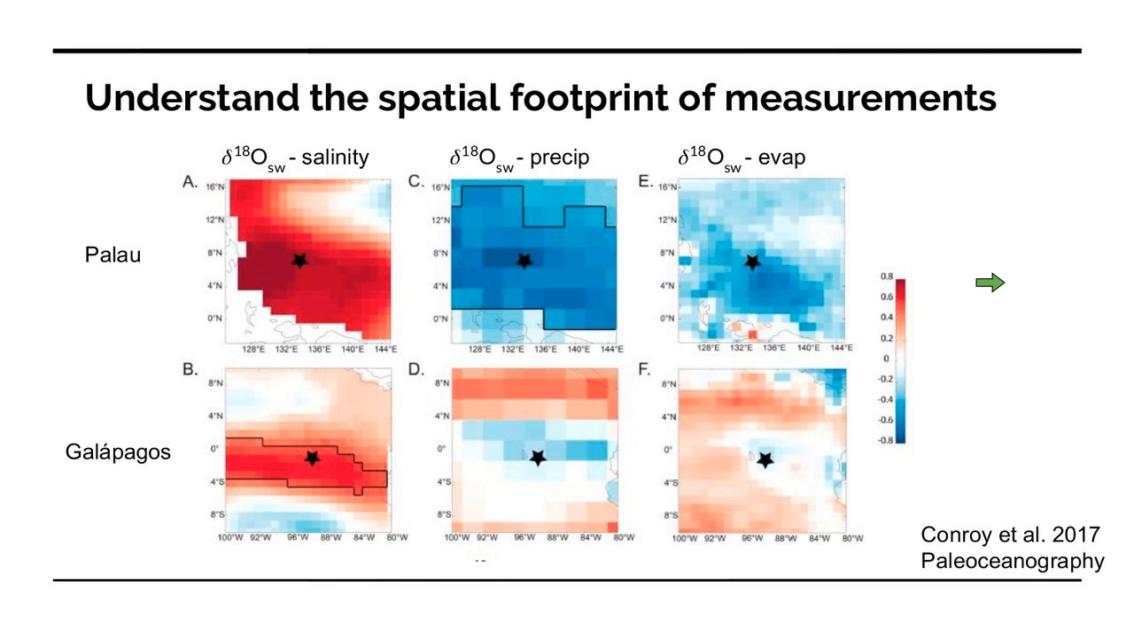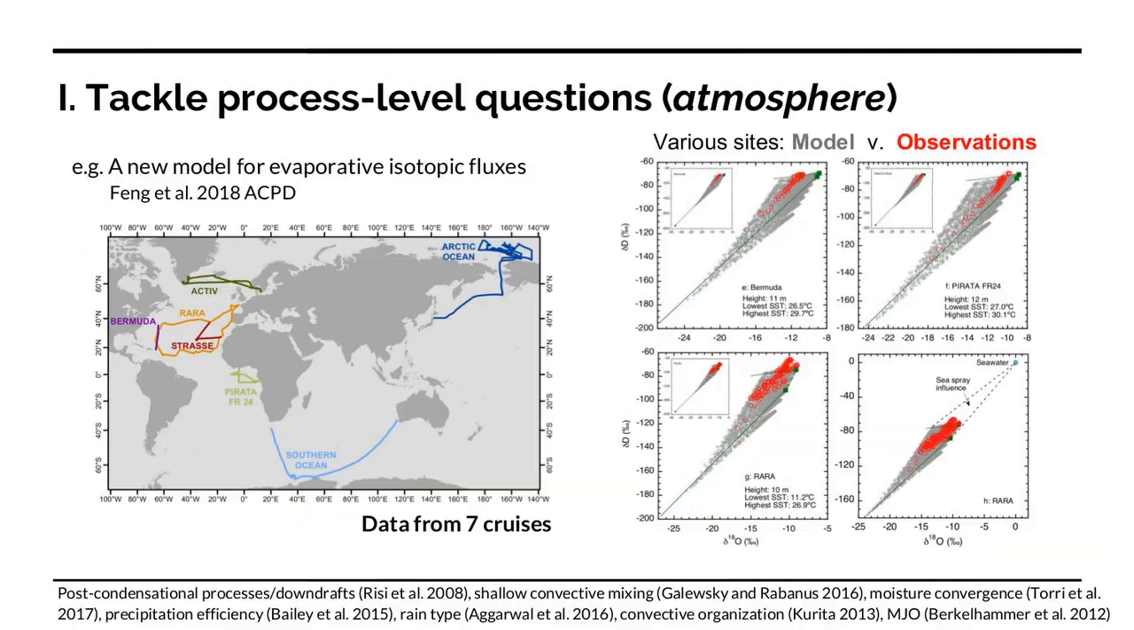You can see that there are strong relationships with salinity, of course, but Palau has much stronger relationships with precipitation and evaporation, suggesting delta 18O of seawater here is more directly influenced by moisture balance, whereas in the Galapagos and the Eastern Pacific, we see weaker relationships with precipitation and evaporation, suggesting that mixing processes or advection are more important in this region. That kind of speaks to the importance of the choice of where you site the network of observations too.